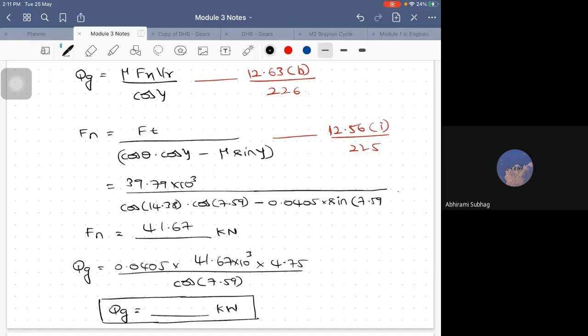Okay, is it clear now, sir? Okay, kilowatts. I will take it in kilowatts, so 8.087 kilowatt.